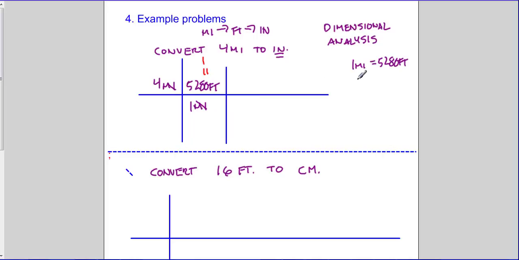So now I know that 12 inches is 1 foot. That's a pretty standard, easy to remember conversion. We use it quite a bit. So by putting a foot down here, feet cancel out, and I know that 1 foot is 12 inches. These are just ones in the denominator, so I don't need to do anything with them. I take 4 times 5,280 times 12, and now I have the units I want, inches.